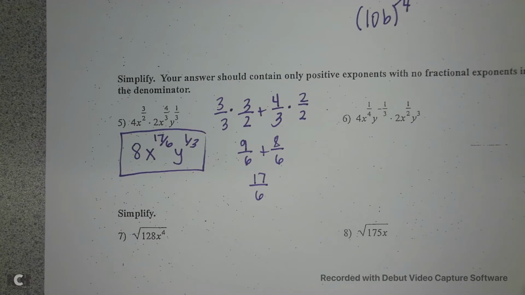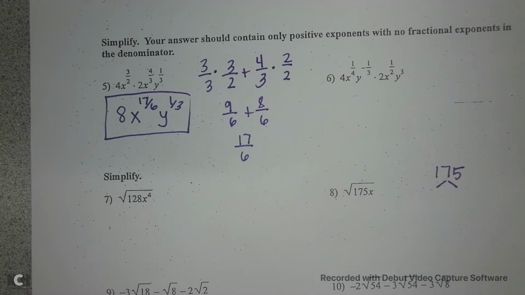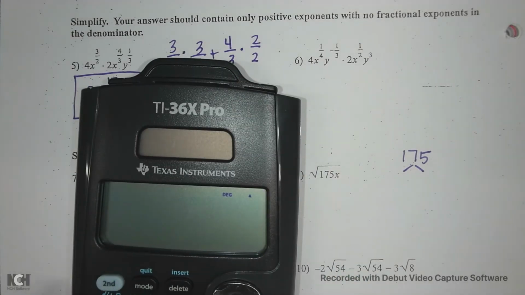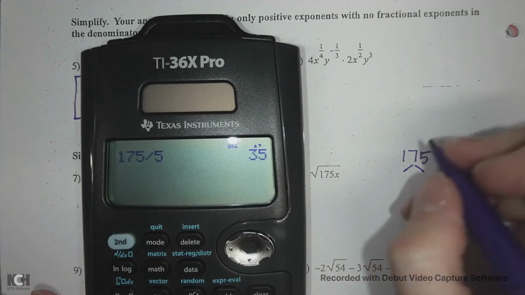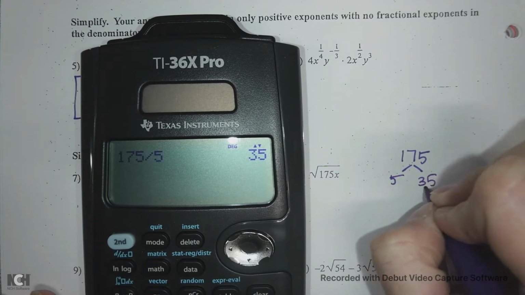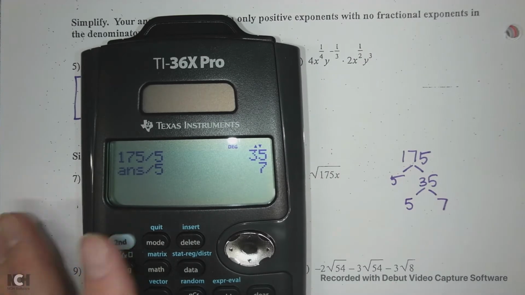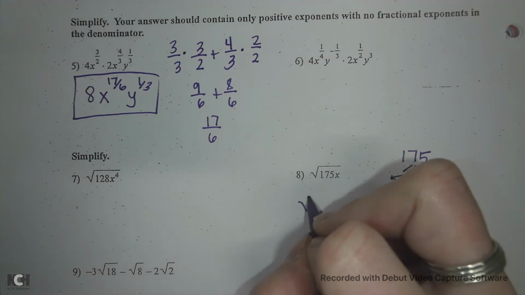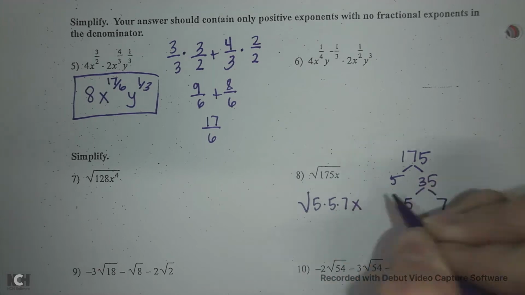Okay, let's simplify number 8. Okay, so 175. We're going to divide and make a factor tree. So let's see here. 175, let's see if we can divide by 5. So 175 divided by 5 is 35, and 35 divided by 5 is 7. So with this, I can rewrite, and that's what I want to do because I just want to show you. So 175 is the same thing as 5 times 5 times 7, and then we have our x.